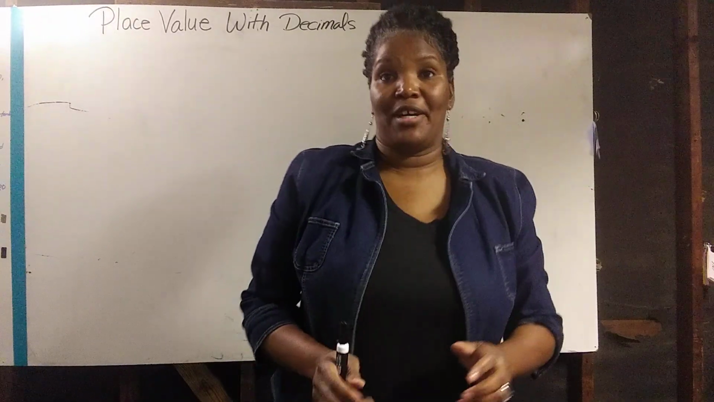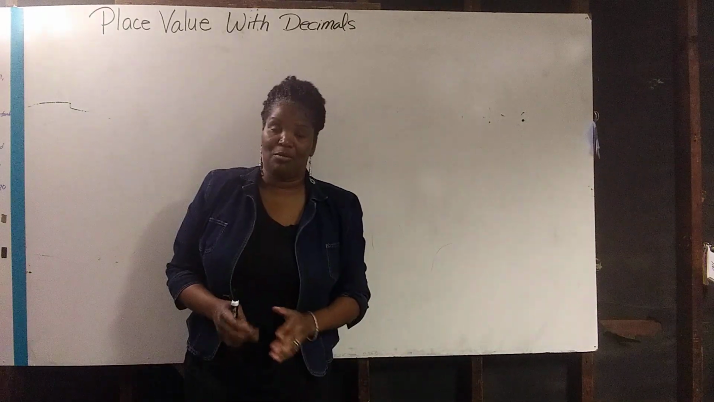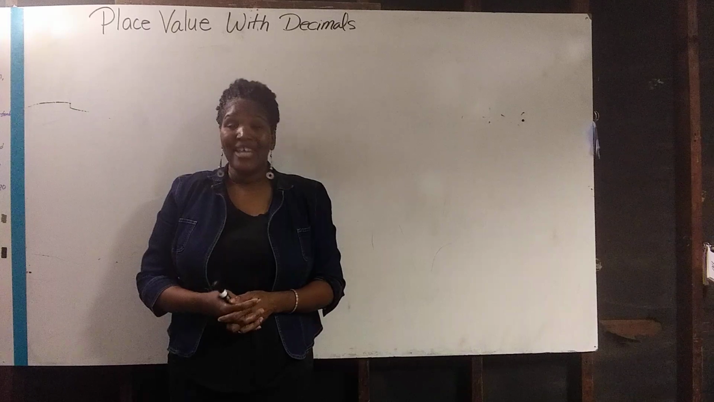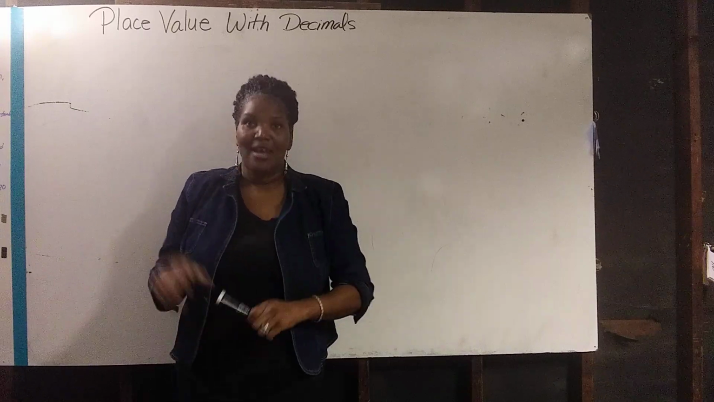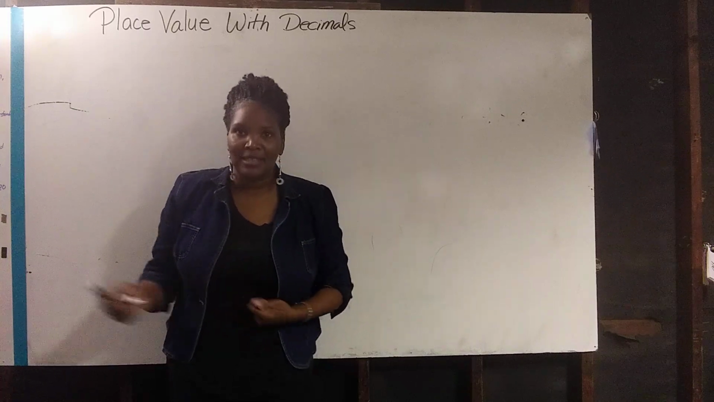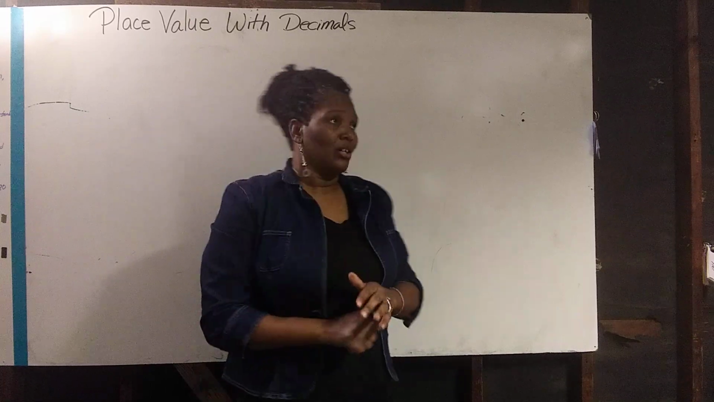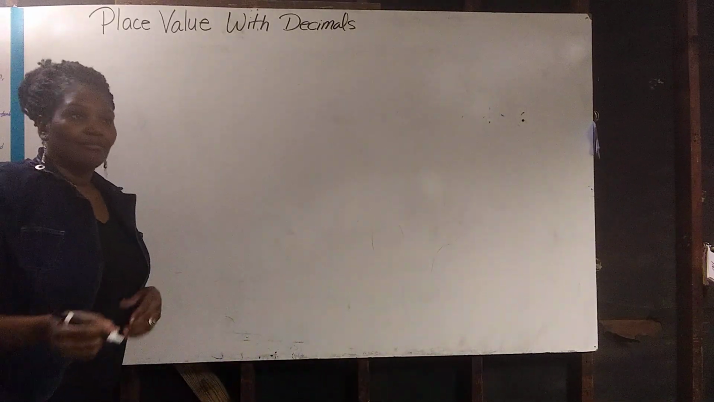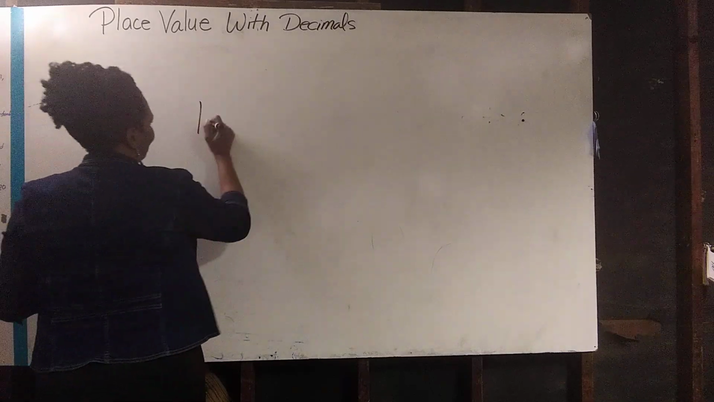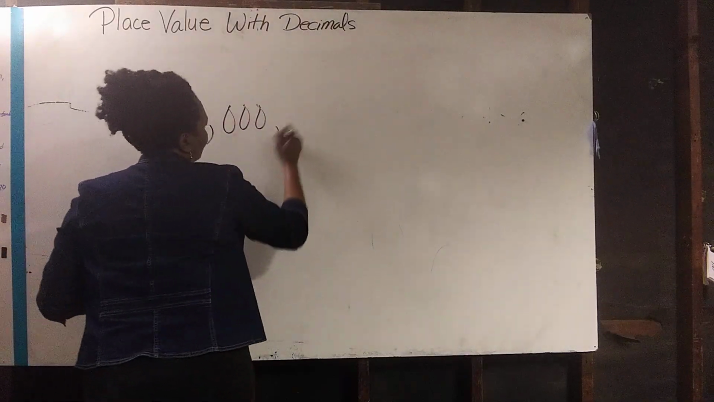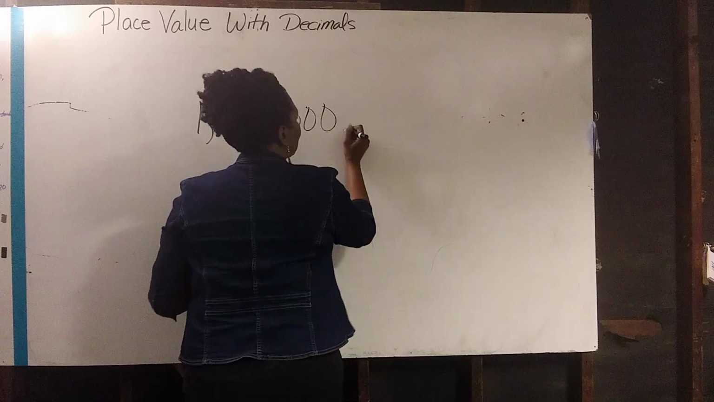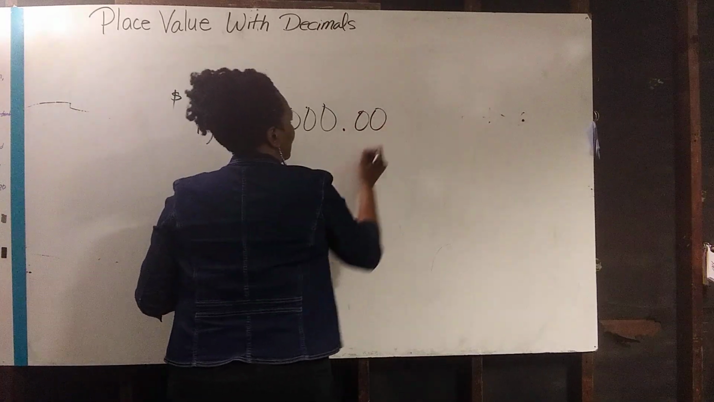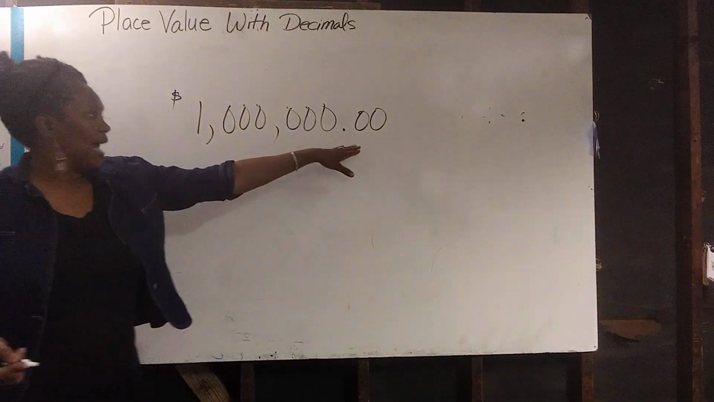You need to know place value. And this is the reason why you need to know place value. Because some of y'all that's watching this video, one day you're going to be millionaires. And you need to know what $1 million look like. Okay, let me show you how much $1 million look like. Let's say you make, let's just do $1 million. That's $1 million. Okay, that's with your dimes and pennies.